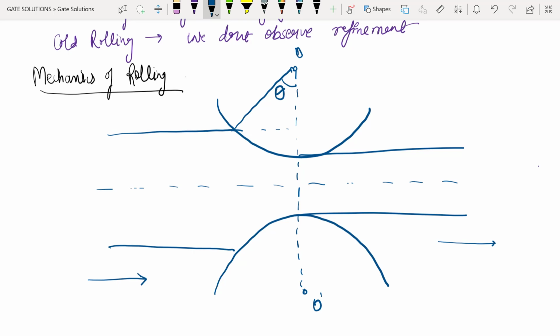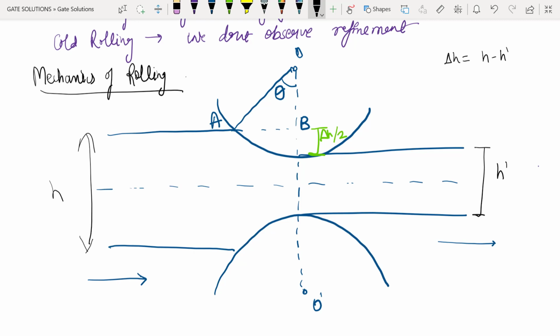This is the length of contact, which is OA. This is B, and this is delta H by 2, because this is H and this is H dash. Delta H will be H minus H dash, and this will be delta H by 2. Now A to B is the length of contact, which is denoted by L.